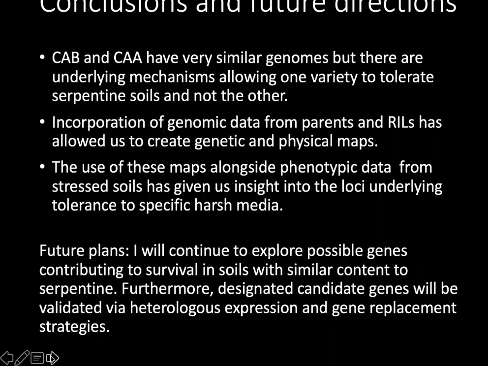So in conclusion, we know CAB and CAA have very similar genomes, but for some reason, CAB has some kind of mechanism that allows it to survive serpentine, and CAA does not have this same mechanism. I was able to incorporate genomic data from parents and RILs in order to create genetic and physical maps, and using these maps alongside phenotypic data from stress media has given us insight into identifying the loci that are helping with tolerance to specific harsh media.